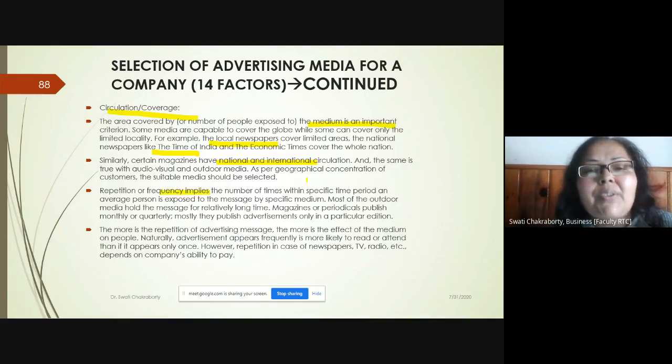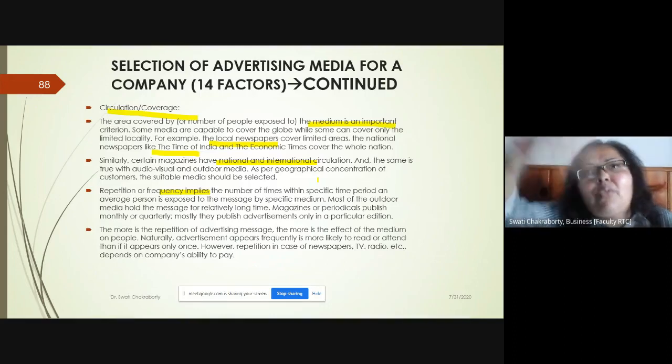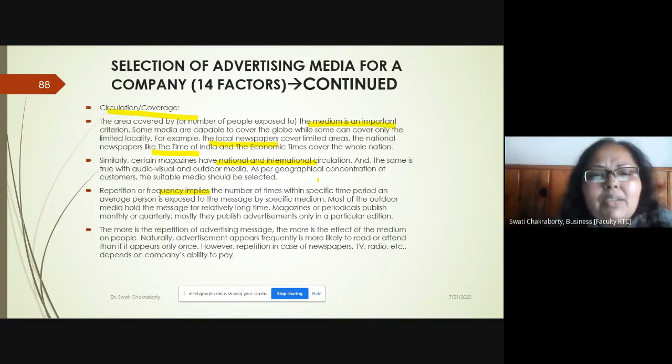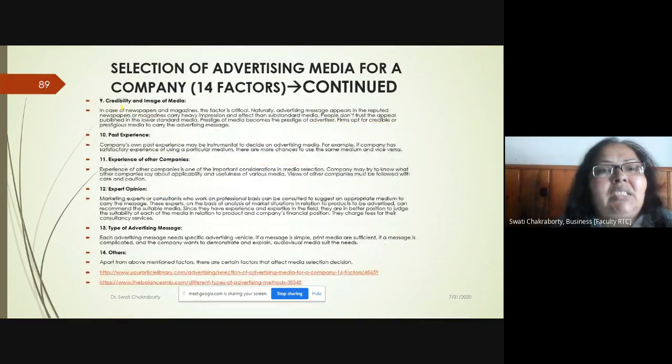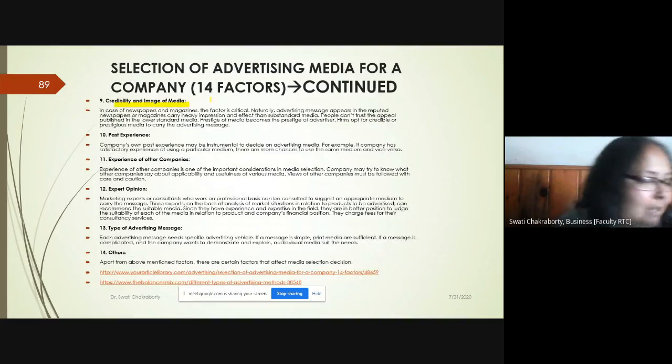Repetition or frequency implies the number of times within that period a person can be exposed to it. It's mostly outdoor where people see it, or as I was discussing earlier, the bus stop, where you go every day to board your bus and get down and you're seeing it, right? The more repetition of that image, the more effective is that medium. Okay, the ninth point is credibility and image of media, right?